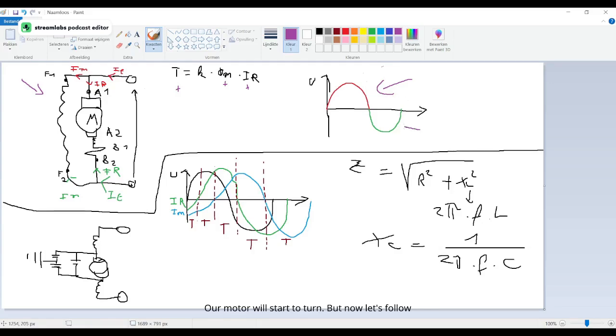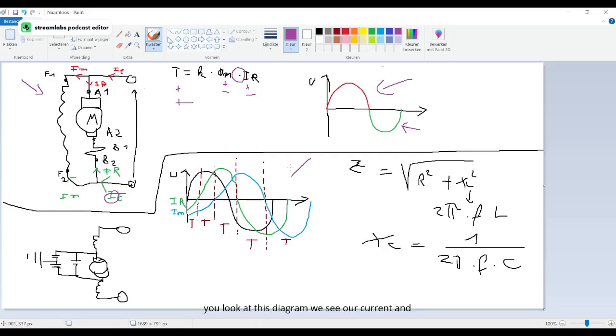But now, let's follow the negative alternation. So, we are looking at our total current, our rotor current, and our magnetic current. And we see this one is negative, but because it's times each other, it's also positive. So we see this motor will work, but we won't use the shunt motor for this, and it's quite simple.